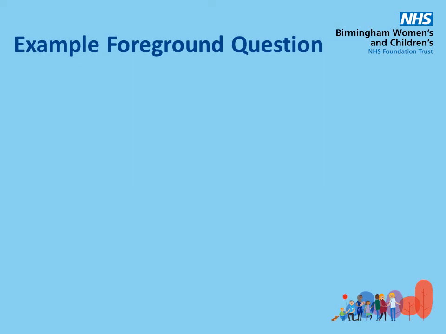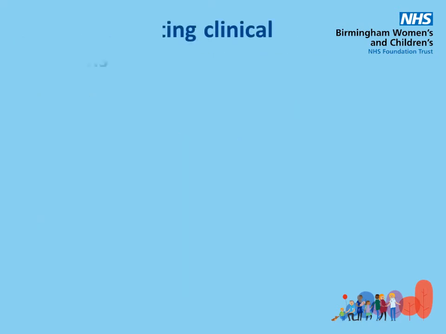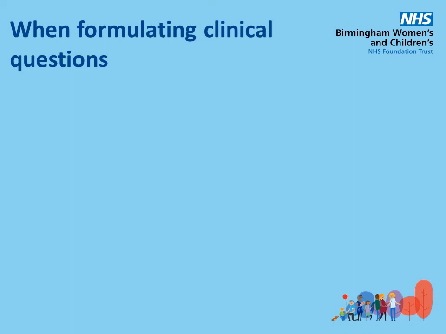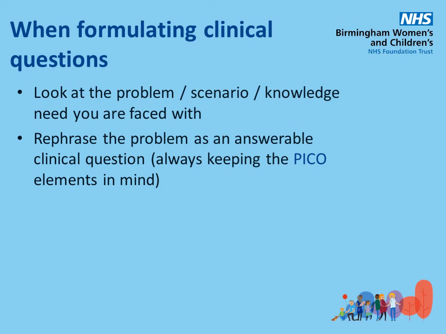An example foreground question could be: in children with vesicoureteral reflux, can antibiotic prophylaxis lead to drug-resistant recurrent urinary tract infections? And you'll see that this question contains population, problem, intervention and outcome elements. So when it comes to formulating a clinical question, we need to look at the problem, the scenario, or the knowledge need that we're faced with. Then we use the PICO elements to rephrase this as an answerable clinical question.